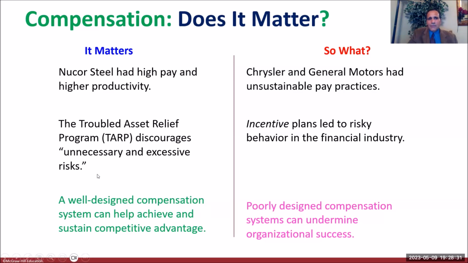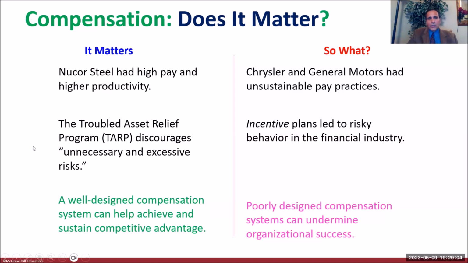So as an example of this, we saw the Troubled Asset Relief Program, or TARP, which actually discourages unnecessary and excessive risk-taking on the part of management. So we know that poorly designed compensation programs can undermine the organization's success because of employees not being happy, because of misalignment of compensation with the goals of the organization.